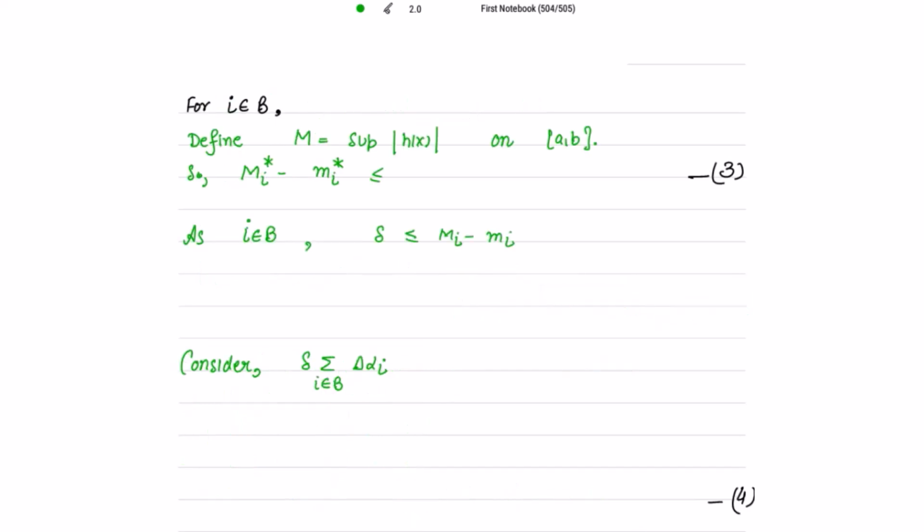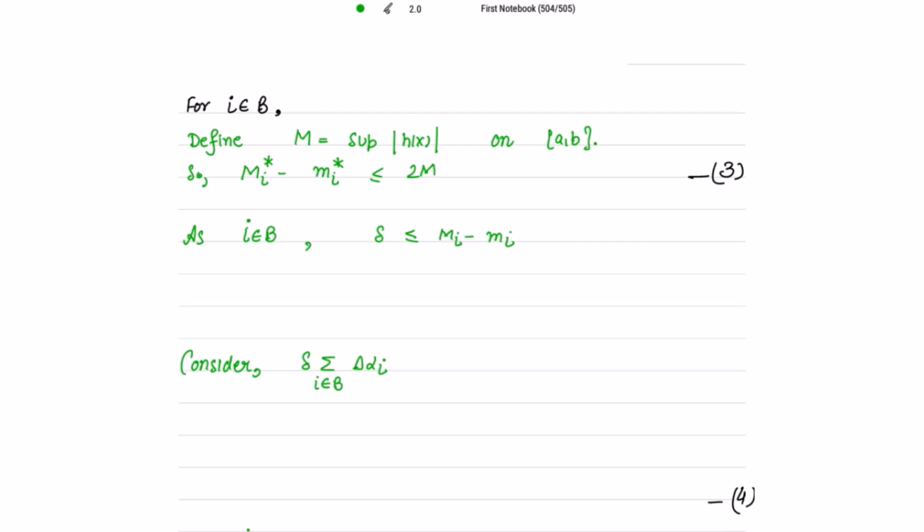Next. For i belongs to B, let's see what happened. Okay. For i belongs to B, let me define capital M to be equal to the supremum of |h(x)|, like in the previous theorem we have done on the closed interval [a, b]. So Mi star minus small mi star is less than or equal to, can I write 2M? Yes, because M is the supremum of |h(x)|.